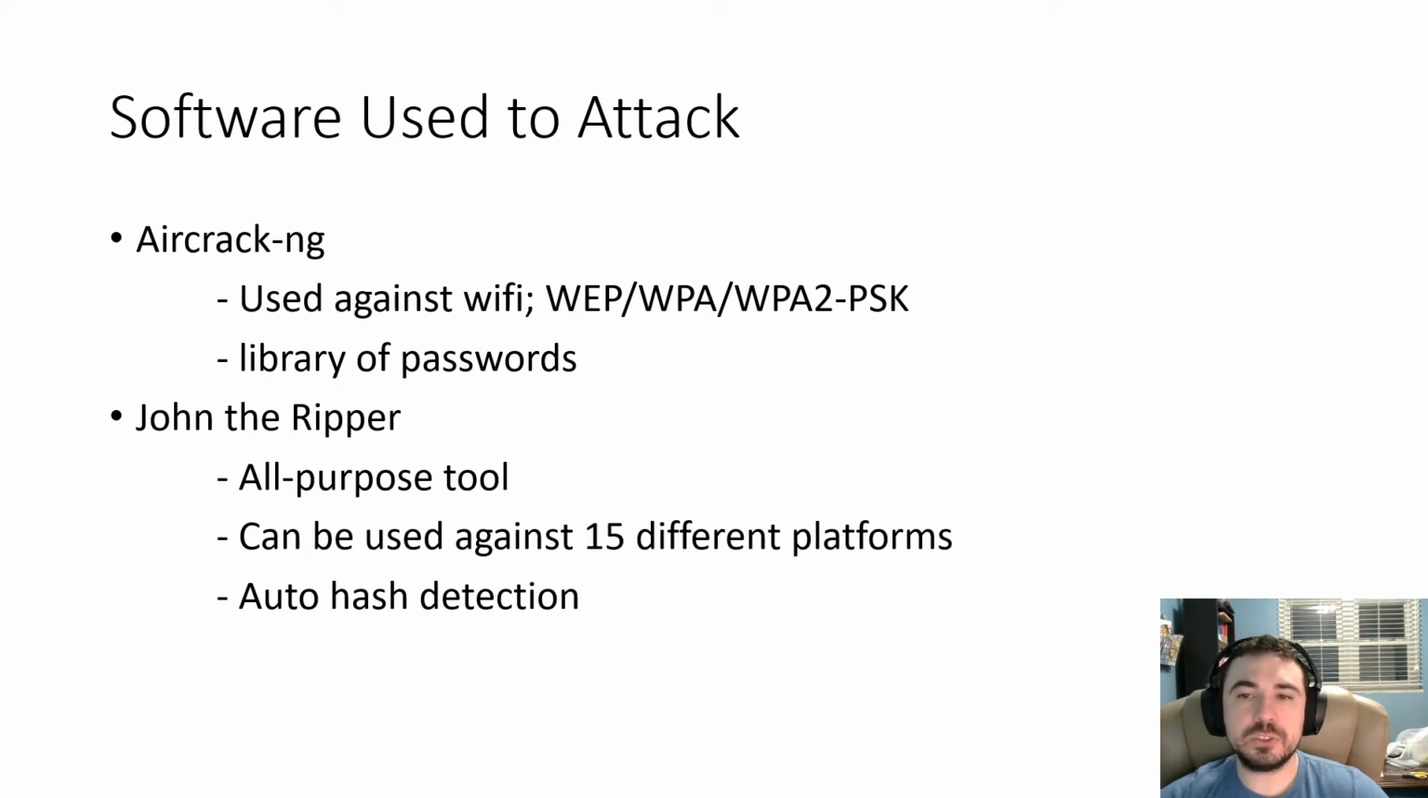Another software is John the Ripper, and it's an all-purpose tool. It's well known. It's been around for a long time, and so it's used on multiple different platforms. It can be used against 15 different platforms: Linux, Windows, Apple OS. It has an auto hash detection system built in, and can detect how many characters are allowed on the server or system, and then go from there.